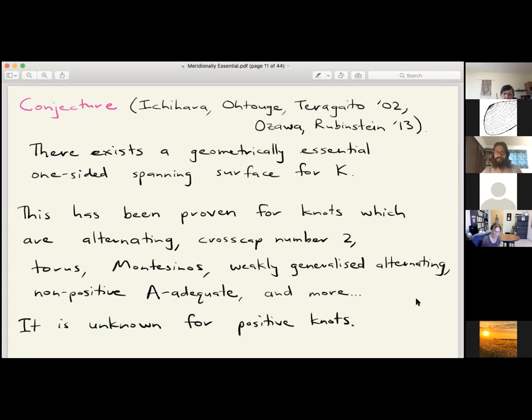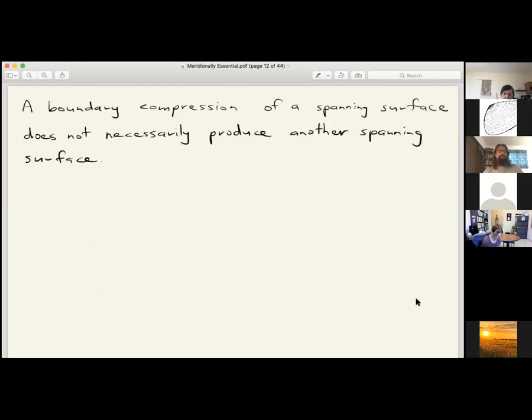Okay, so many of those knots, those counterexamples that Dunfield found were indeed positive. But maybe I think that geometrically essential is not quite the right notion if we're trying to understand spanning surfaces. Because there's this other complication in that if you do a boundary compression of a spanning surface, you do not necessarily get another spanning surface back. So what can happen is your boundary compressing disk winds longitudinally around the knot, and then when you compress, you can end up with a surface at a non-integral slope.